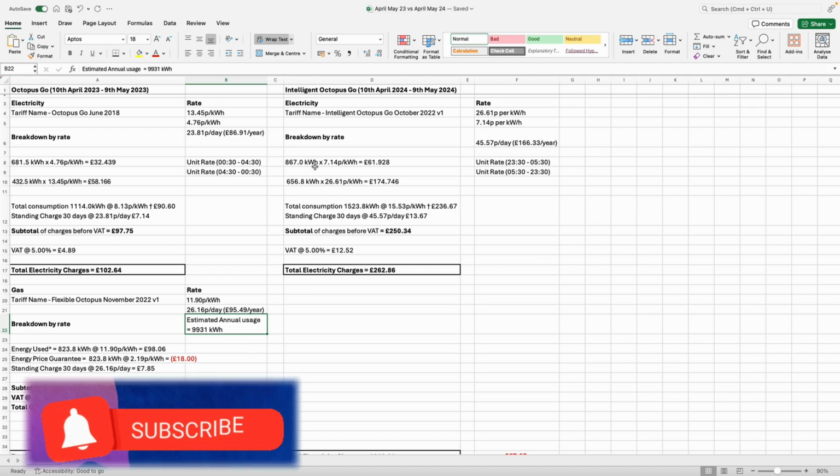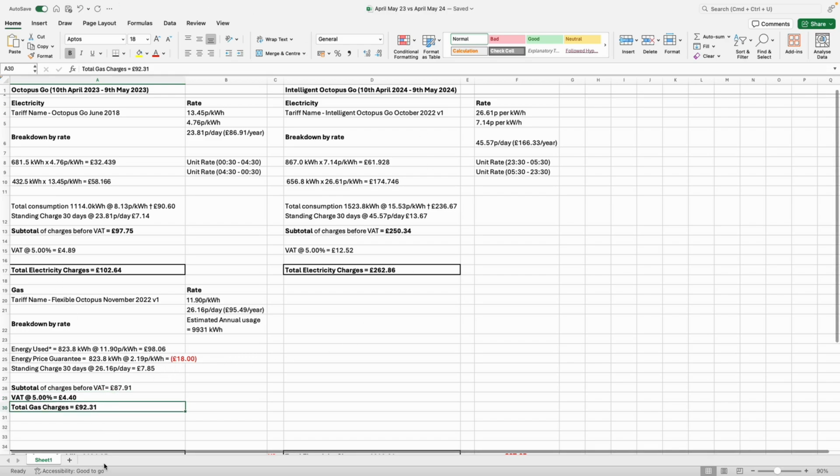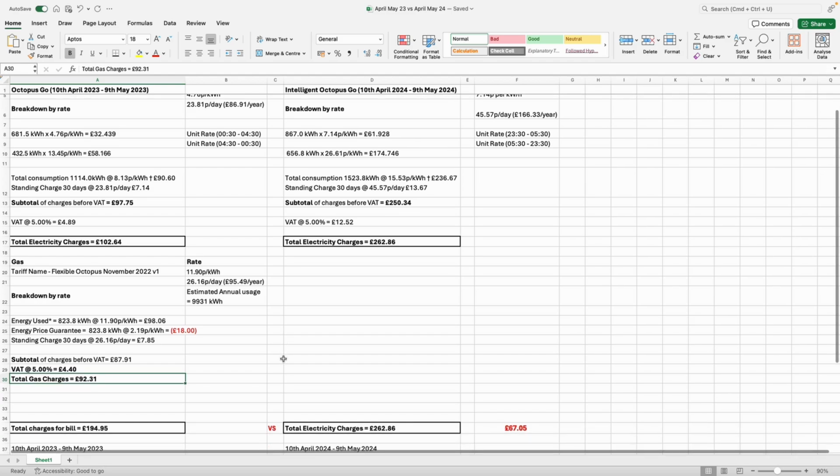As you can see here, I was on Octopus Go and the rate was 13.45 peak and 4 or 5p off peak. So this is the breakdown of my bill. Last year, my electricity bill was £97.75 before VAT and £102.64 after VAT. My bill in 2024 total was £262.86. And the gas in 2023, I was on an energy guarantee deal and they took out £18 there and the total was £92.31.